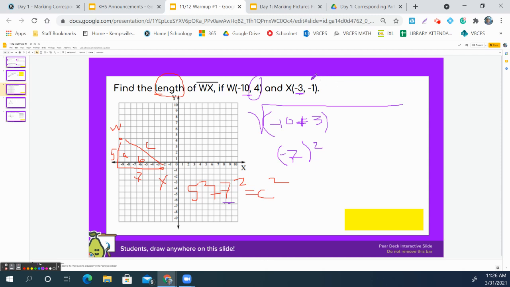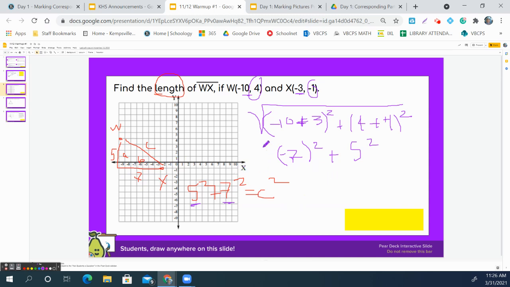And then I've got 4 and negative 1. So plus 4 minus negative 1. Again, when we've got that minus a negative, we make that into a super plus. So 4 plus 1 is 5. And 5 squared is the same thing that I got over here. All you're doing when you subtract those y's is finding the height of that triangle. All you're doing when you subtract the x's is finding the width of that triangle.